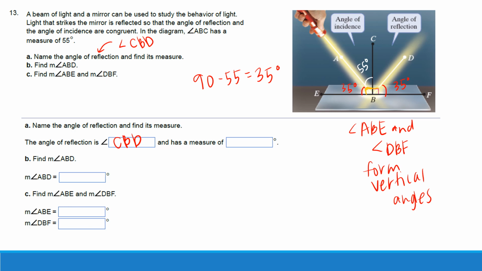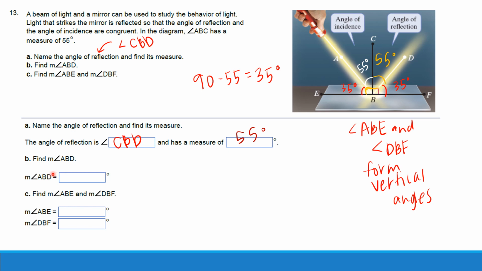What does that force the measure of angle CBD to be? Since this forms a right angle, that means these two, CBD and DBF, need to add to 90 degrees. So therefore, this angle here, the angle of reflection, must be 55 degrees. So let's fill that in, 55 degrees. Notice that the angle of incidence is equal to the angle of reflection. That is always true.